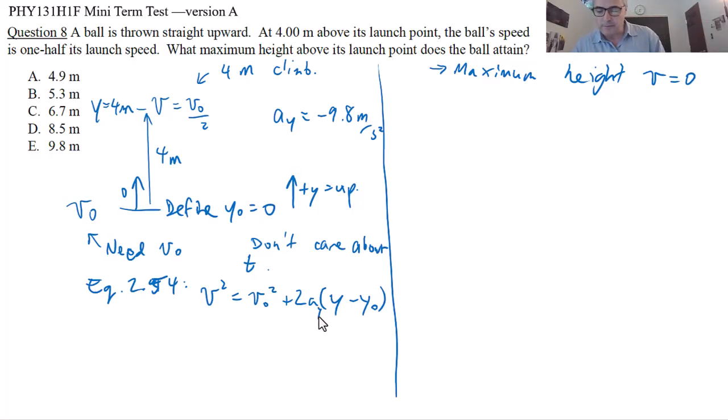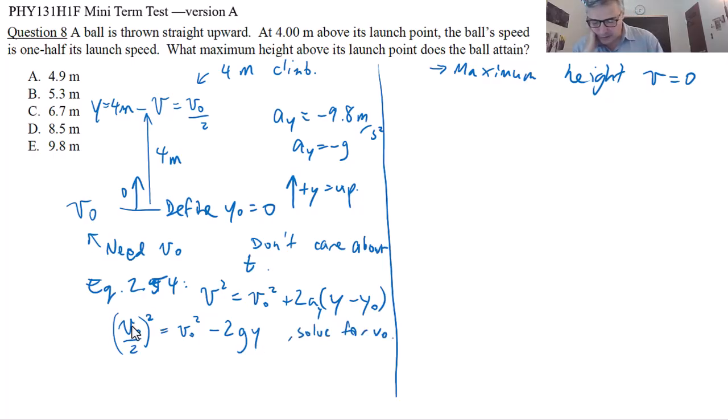And then we know that the final v is just equal to v0 over 2. So it's going to look like v0 over 2 all squared equals v0 squared minus 2 times g, because I've replaced a with minus g. A sub y equals minus g. And then y0 equals 0, so this is this 4 meters y. And what are we trying to do? We're trying to solve for v0. How do we do that? Well, let's square this stuff on this side. So v0 squared divided by 4, because 2 squared is 4, is equal to v0 squared minus 2gy.